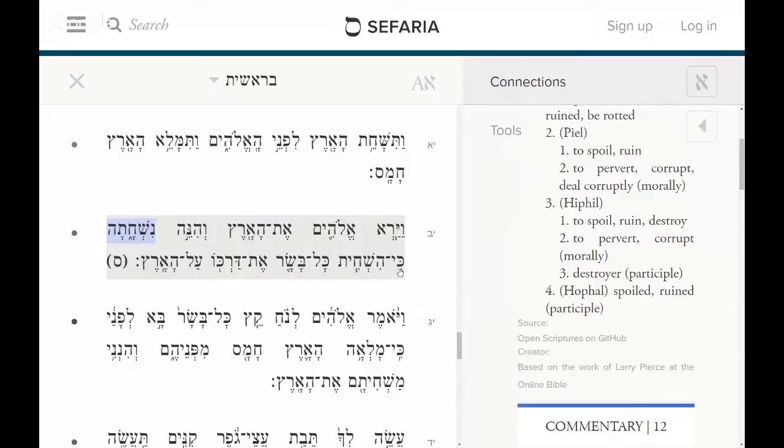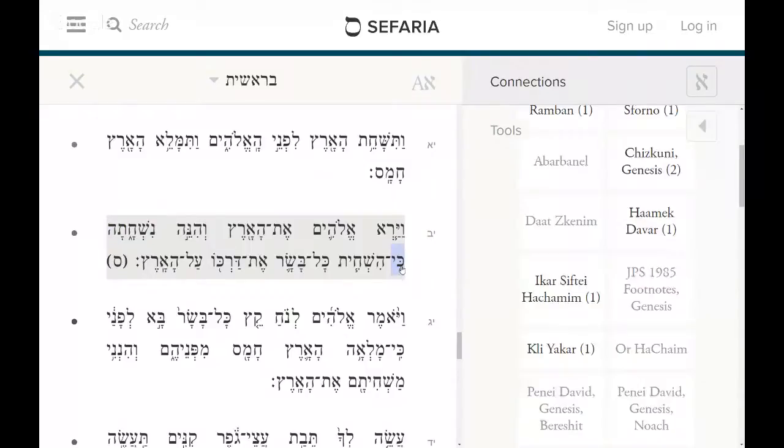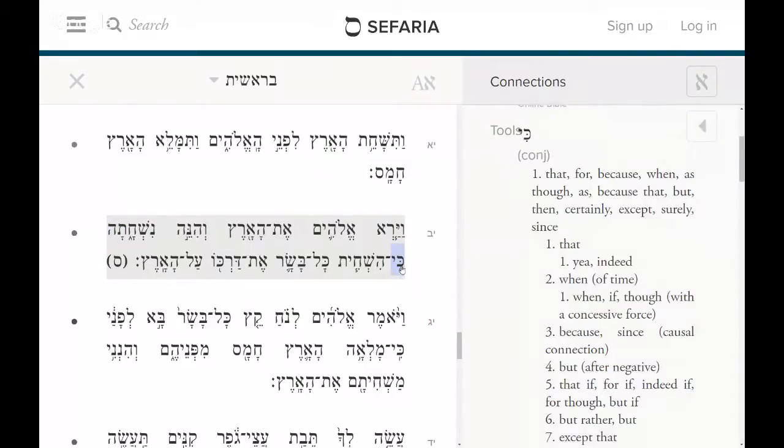Okay. So ki always describes some sort of a chain of cause and effect. It can be translated lots of different ways. As you can see, we have for, because, when, as though, and by default, I think we'll say it means for or because. We're describing the cause for nishchata. Why was it corrupted? Ki, because. And now here's the explanation.